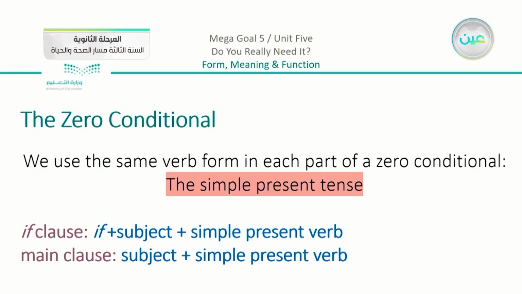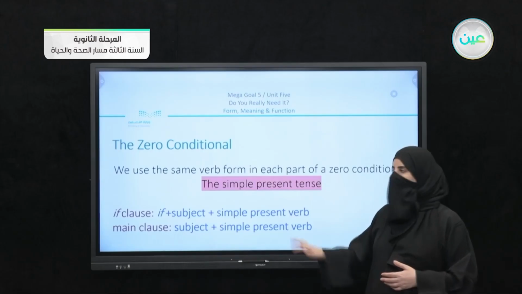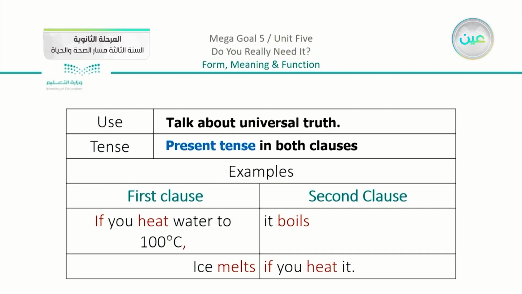we use the same verb form in each part of a zero conditional. We use the simple present tense, which means we have understood that we have two clauses, the if clause and also the main clause. We can see that the if clause here is used with the subject and the simple present verb. The main clause is also used with the subject and the simple present verb. So just to make it very clear here, we are talking about universal truths or facts in general. We are using the present tense in both clauses, both parts.